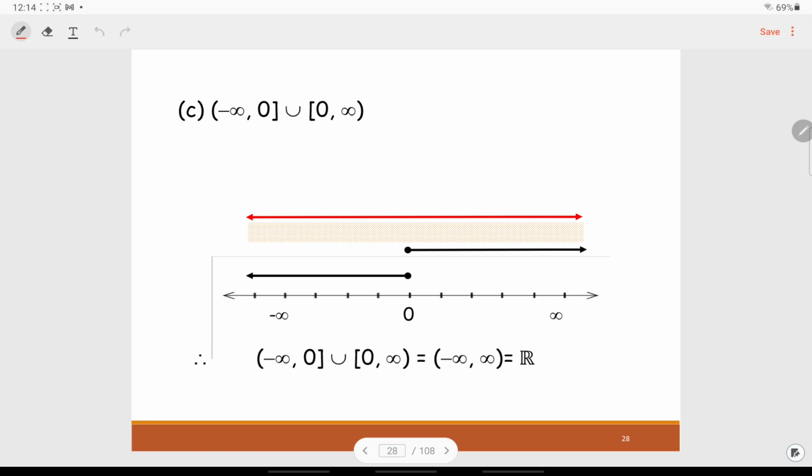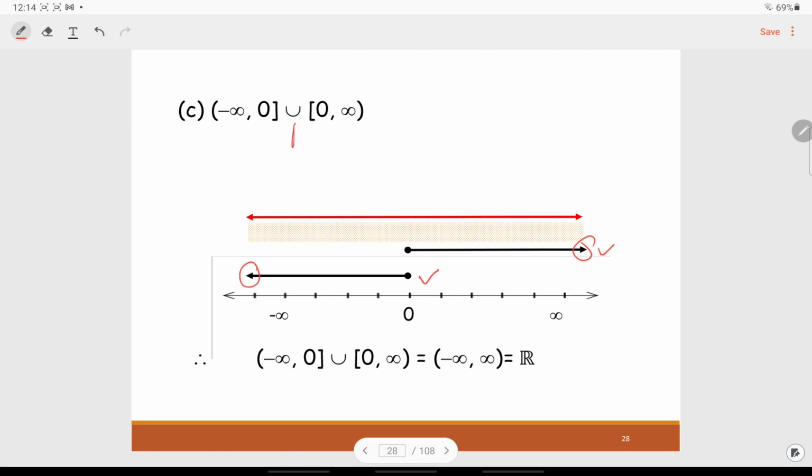Next is from negative infinity to closed 0. So we have this line. From closed 0 up to positive infinity, we have this line. Because we're dealing with negative and positive infinity, don't forget to put the direction of the arrow.